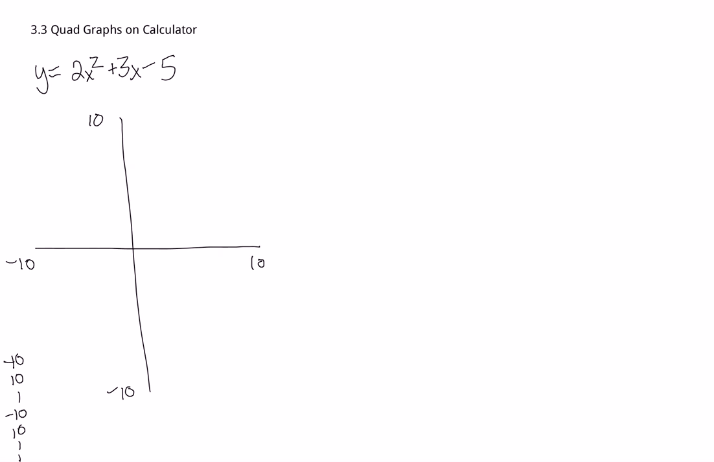Okay? So that's the first step. Get your window, make sure it's set right, hit graph, and then your calculator should sketch out the graph for you, and in this case the graph does something like that.